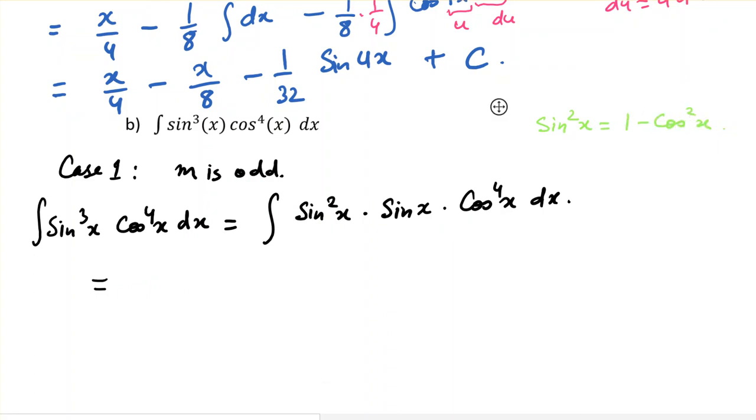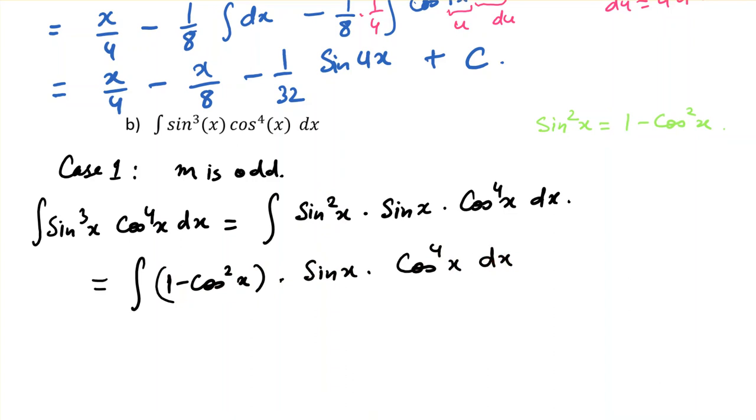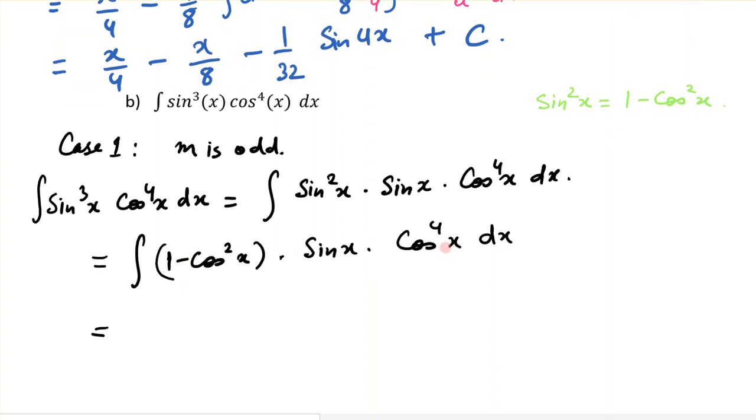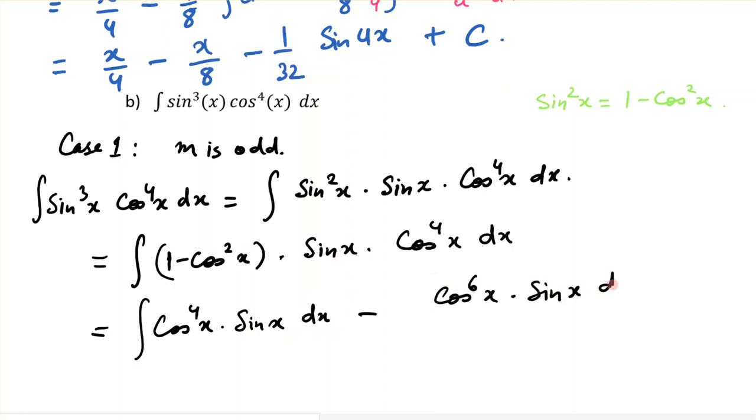So we use this relationship and convert this in terms of cosine: the integral of (1 minus cosine square x) times sine x times cosine raised to power 4x dx. Now we can rewrite this as two integrals. So 1 times cosine 4x times sine x dx, that would be your first integral. And then we have minus cosine square x and cosine 4x makes cosine raised to power 6x times sine x dx. So that would be our second integral.